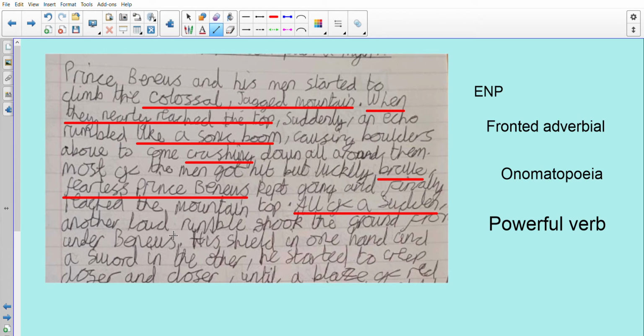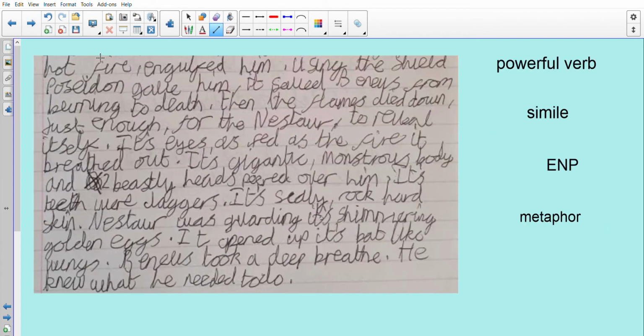Another loud rumble shook the ground from under Benius. His shield in one hand and a sword in the other. Oh, I love that. Okay, that tells us how he's stepping forward, another really powerful fronted adverbial. He started to creep closer and closer until a blaze of red, hot fire engulfed him. Right, I think he's used a really lovely, powerful verb there. Okay, fire engulfed him, it means it surrounded him.